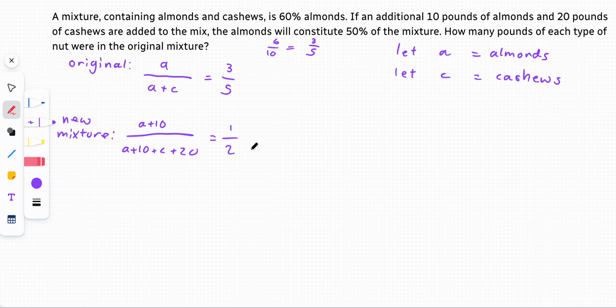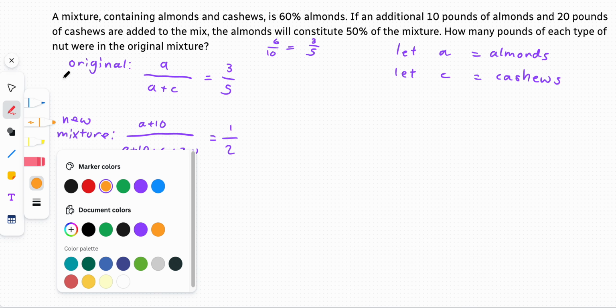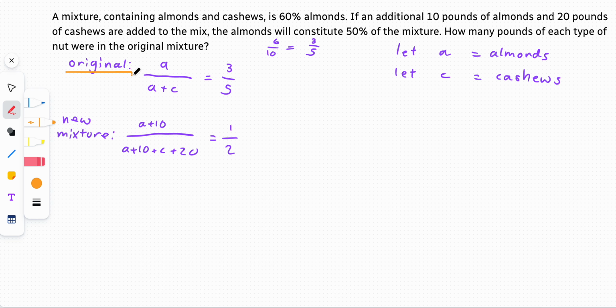All right, so all we have to do from here is simplify down our two equations, okay? So for the original, I'm going to write the original in orange, so let's just underline this one in orange. For the original, all I'm going to do is cross multiply, so we have 3a plus 3c is going to equal 5a. Let's move everything to the same side, so we're going to have negative 2a plus 3c equals 0. So this is our first one.